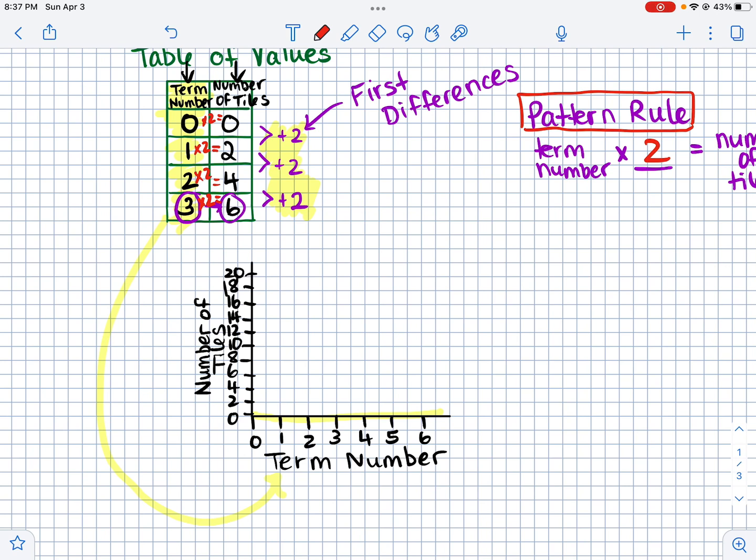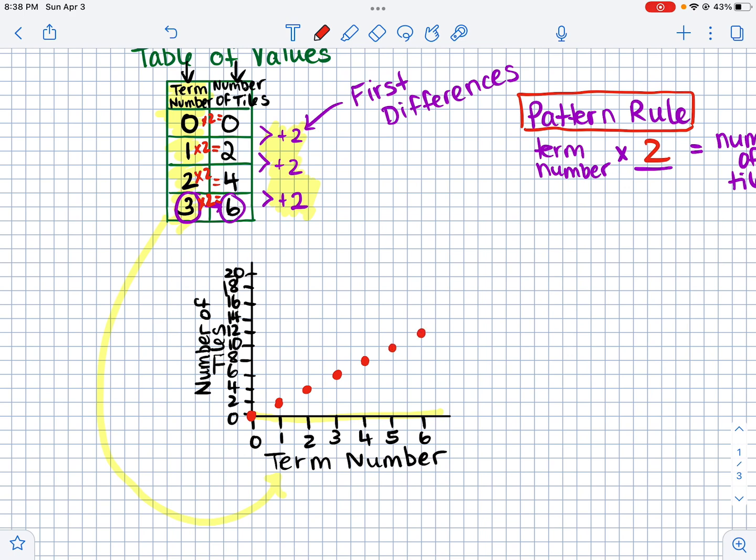Then I create a scale. I just went up by 1s on the bottom and 2s on the side. Then I just plot all my points. So I have a point at 0, 0. Then term 1, 2 tiles. Term 2, 4 tiles. Term 3, 6 tiles. So that's my pattern. And I know term 4 would have 8 tiles. Like I could keep this pattern going if I wanted to.